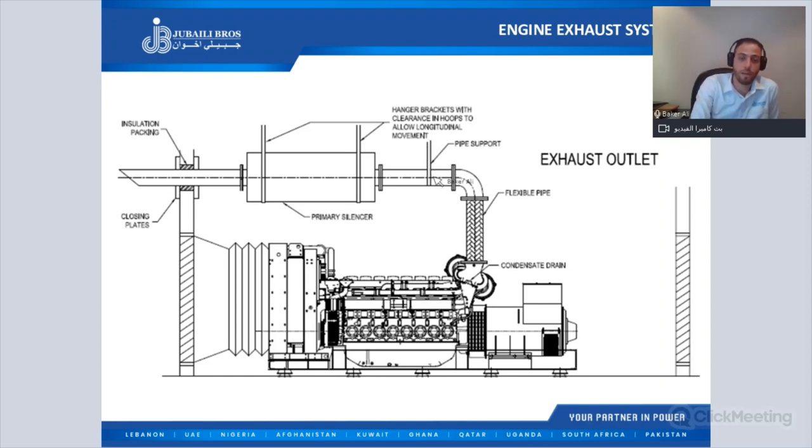And the exhaust system must have enough support for the pipe. Here and here, we must put proper support to avoid any weight coming from the exhaust system to the engine. For the silencer also, we recommend fixing spring hangers here on the brackets to avoid any vibration transmission from the silencer to the building. This is very important.